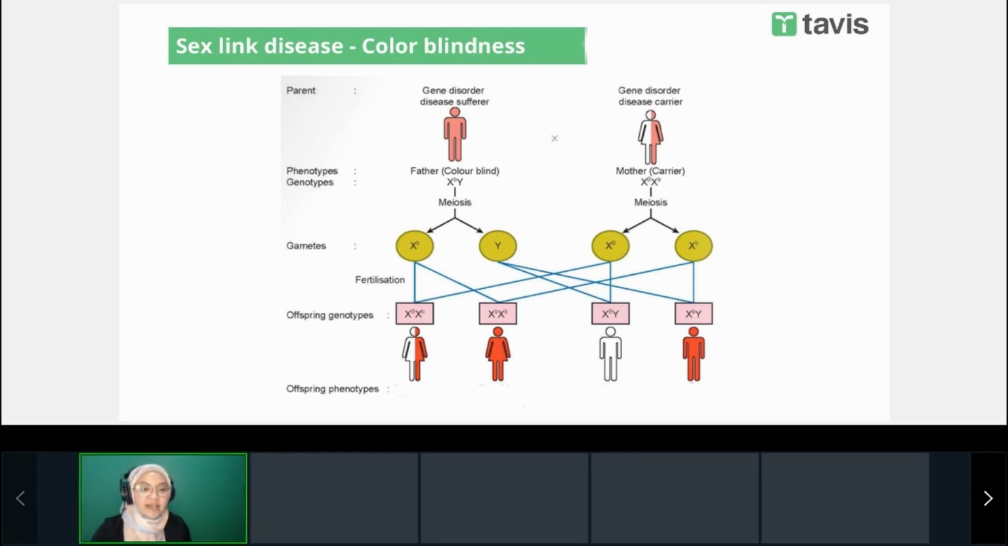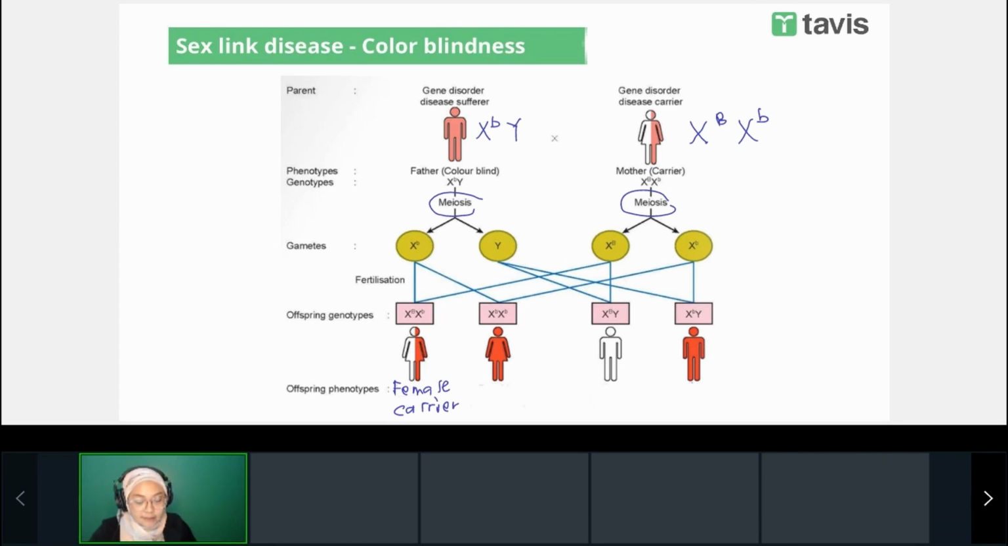Okay, let's see a sex-linked disease example. The father has colorblindness. They have X^b Y, b for colorblindness. Then the mother is a carrier, X^B X^b, small letter for recessive. They will be undergoing meiosis over here. So, the offspring genotype: the first child has a dominant and a recessive allele. So this is a female carrier of colorblindness. She is not colorblind, but she is a carrier of colorblindness.